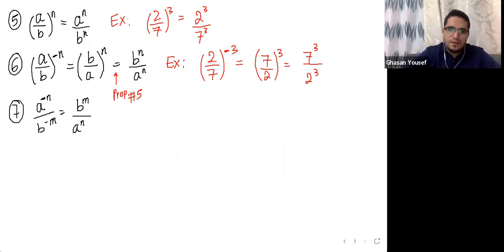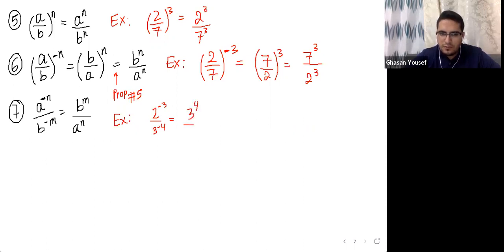A small example for this: 2 over 2 to the power minus 3 over 3 to the power minus 4. This is equal to 3 to the power 4 over 2 to the power 3.